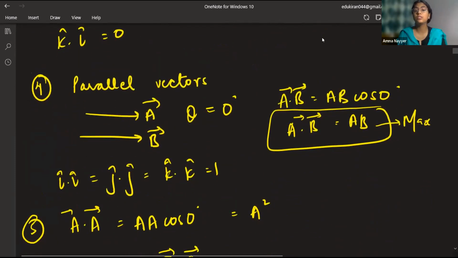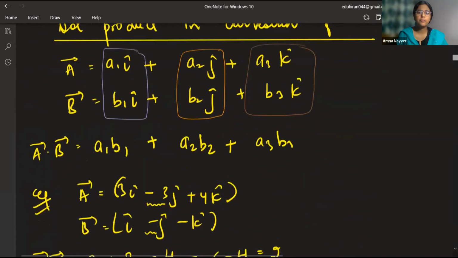And yes, students, those who do not remember the trigonometric values, at least 0 degree, 30 degree, 45 degree, 60 degree, 90 degree, and 120 degree, these many you should remember for all, including cot theta, sec theta, and all. Find all the trigonometric values. So these are parallel vectors. Okay.